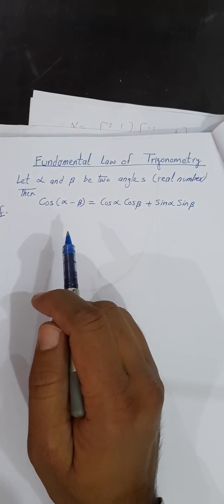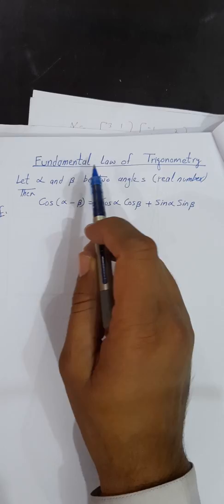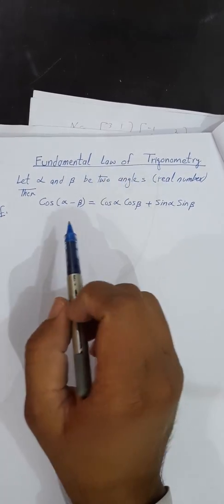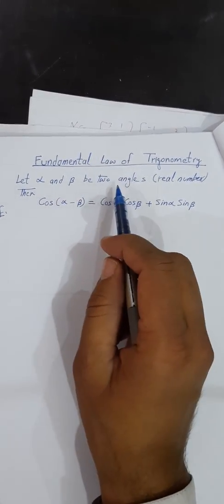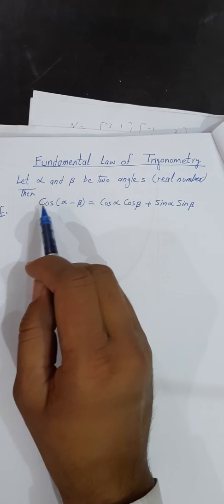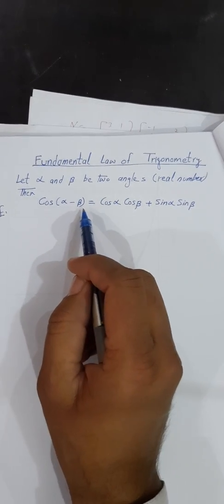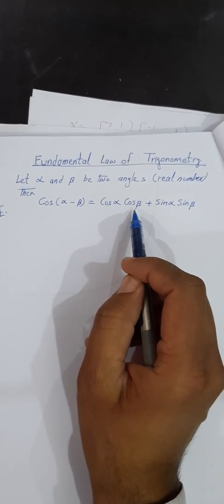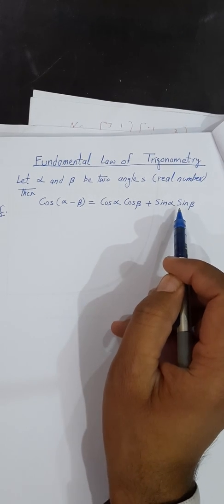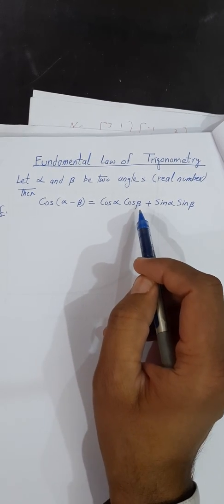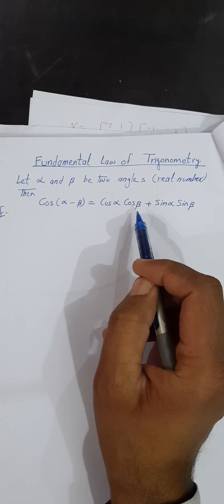Today we will prove the fundamental law of trigonometry. Let alpha and beta be two angles, and then cos(alpha minus beta) is equal to cos alpha cos beta plus sin alpha sin beta, which is called the fundamental law of trigonometry.